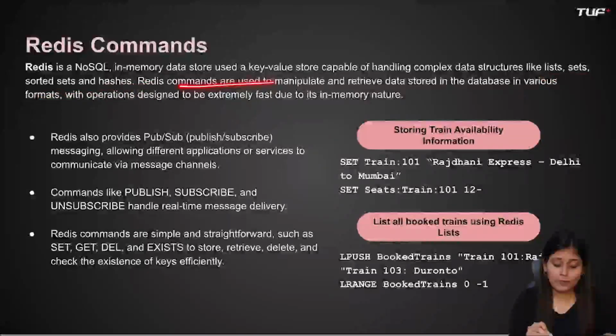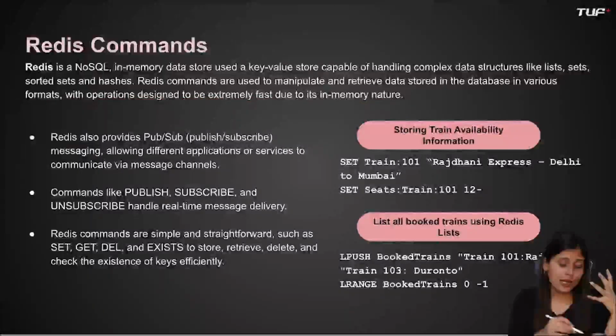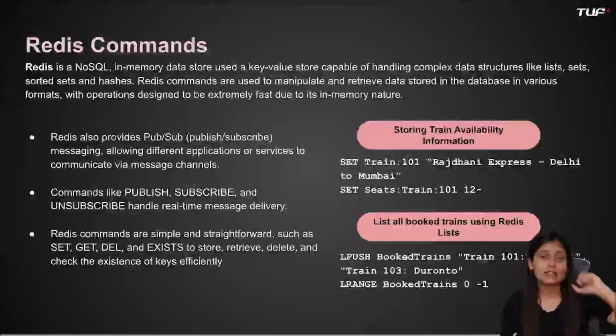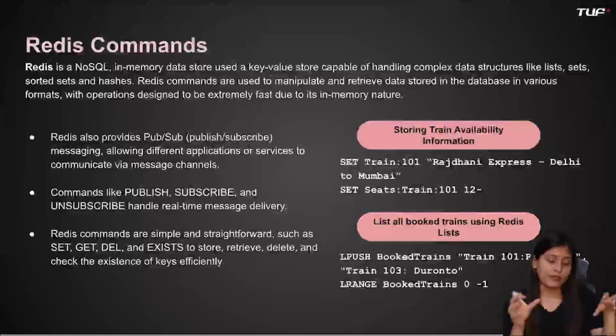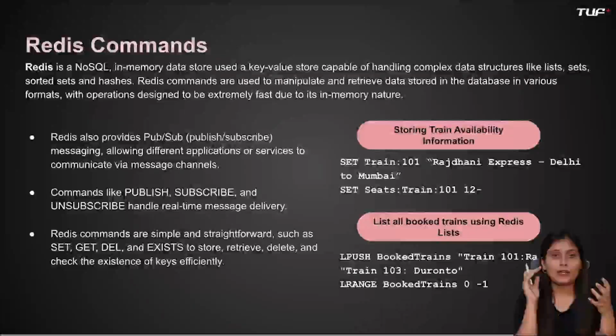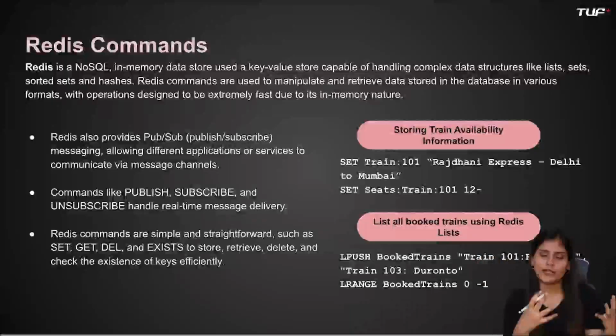Redis commands are used to manipulate and retrieve data stored in the database in various formats, with operations designed to be extremely fast because of the in-memory nature. So we use Redis commands for faster retrieval of complex data. But why is it faster? Because it stores the data in memory instead of saving the data on the actual hard disks. Saving in memory, RAM, or in the cloud helps data retrieval be very fast compared to saving on disk. We'll learn about this in-memory data store in an upcoming slide.